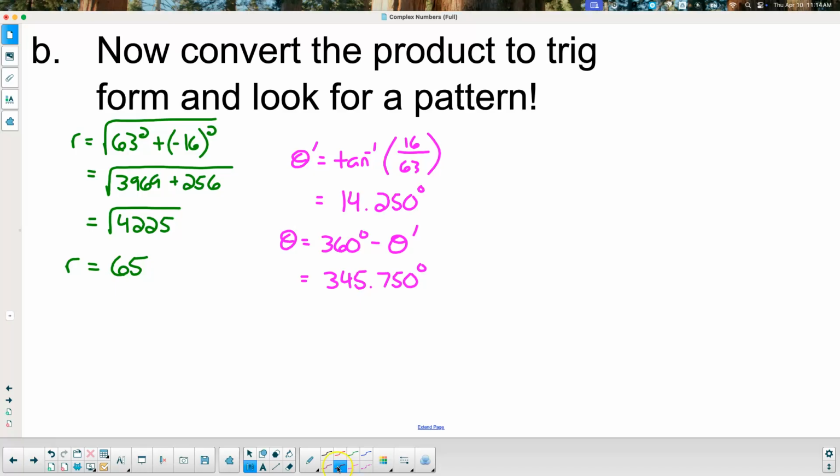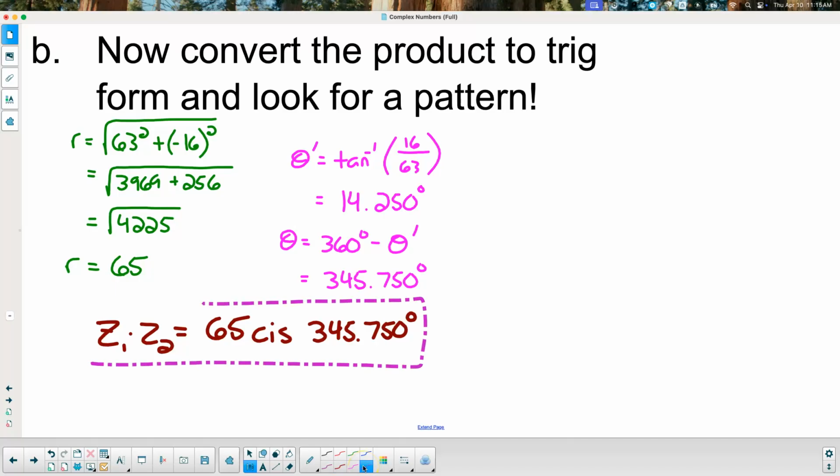So the trig form of the product is going to be 65 CIS 345.750 degrees. Do we agree with that? Okay. So now let's take a peek here and let's see if we can actually see a pattern.